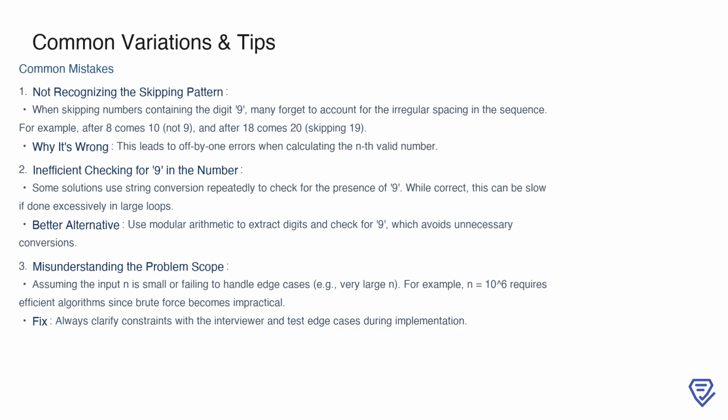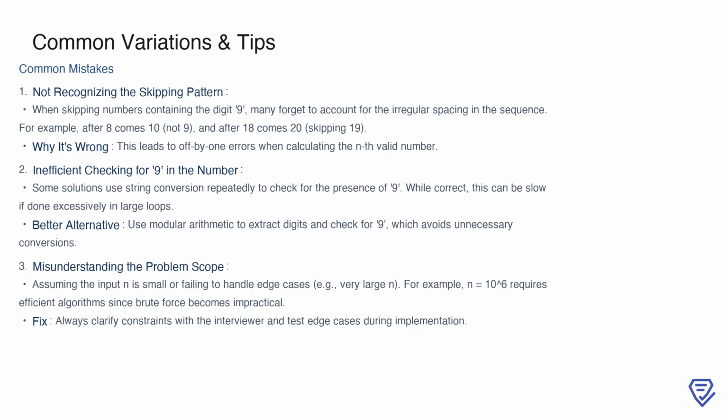Another common issue is inefficiently checking for the digit 9 in numbers by repeatedly converting integers to strings. While this approach works, it can become very slow when performed in large loops. A better alternative is to use modular arithmetic to extract digits, which avoids the overhead of string conversions.